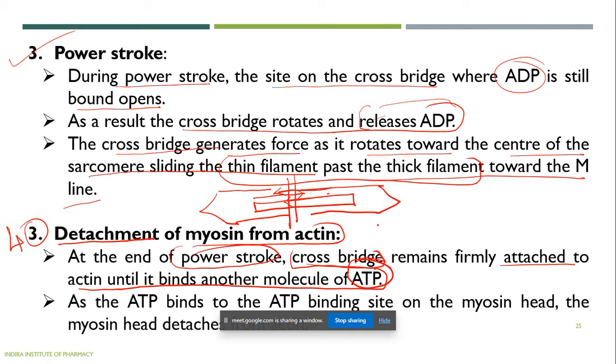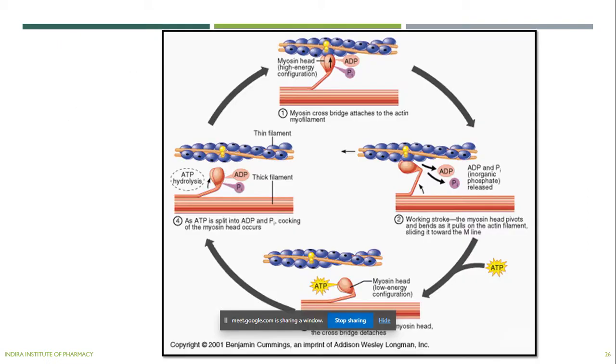Once ATP binds to that particular binding site, the myosin head will come back to its original position and the process will repeat. The ATP will get hydrolyzed into ADP plus phosphate, then the myosin head will bind to the myosin binding site of actin, then the power stroke will happen and again new ATP will bind. So this will continue till the sliding happens. Okay, so let's see these steps.